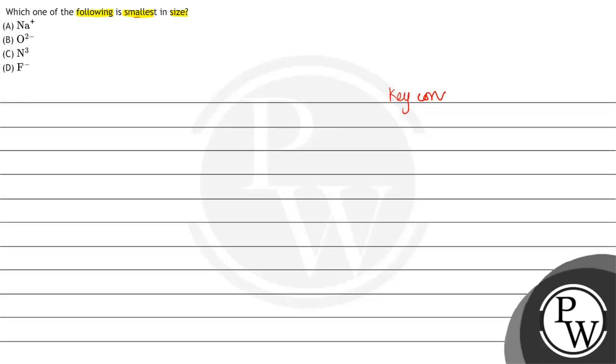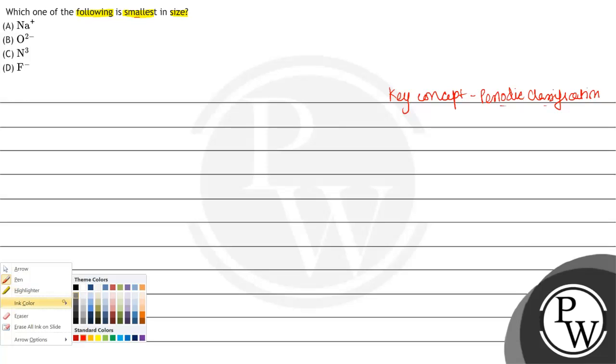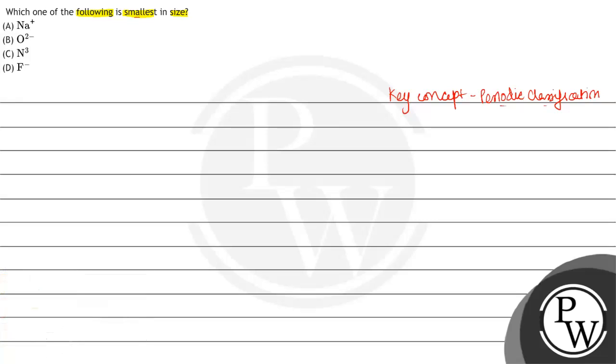So इस question में the key concept is knowing the periodic classification. Because if we know the periodic classification, we will find out the electronic configuration या फिर atomic number of these elements, and we can easily find out the size from the electronic configuration. So let us start. सबसे पहले we need to find out the atomic number and the number of protons and electrons present currently in the ion.